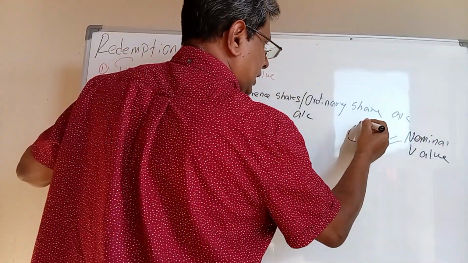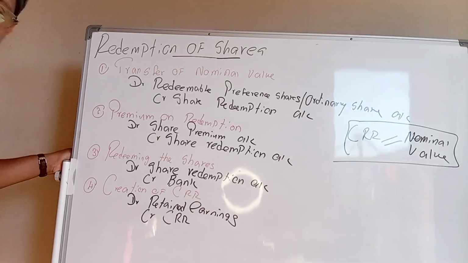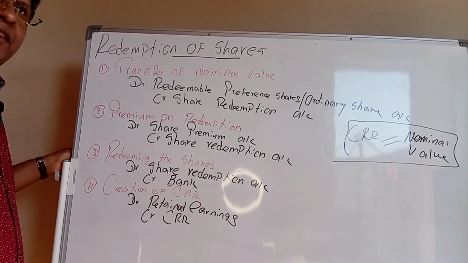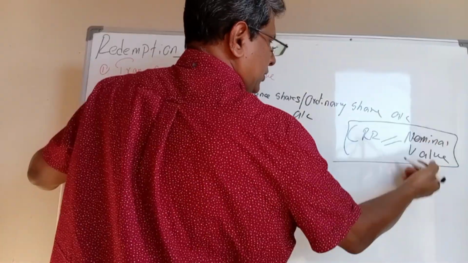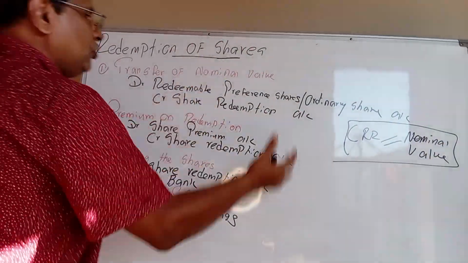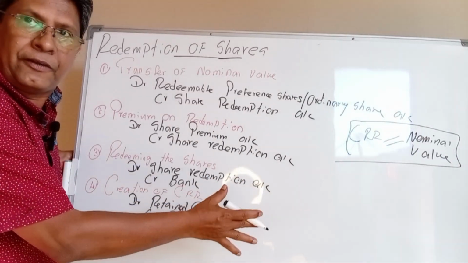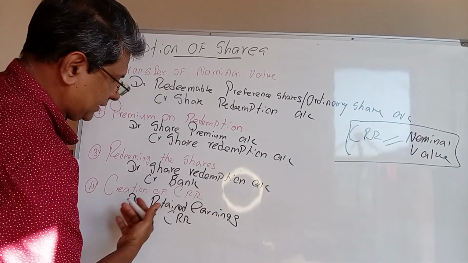So CRR has to be created when there is no fresh issue of shares in order to protect your trade payables. It works as a creditors' buffer, and equals the nominal value of the shares redeemed. Therefore, in this question, I'm assuming that in my journal entries, there was no fresh issue of shares. Therefore, simple, I'm going to create a CRR.